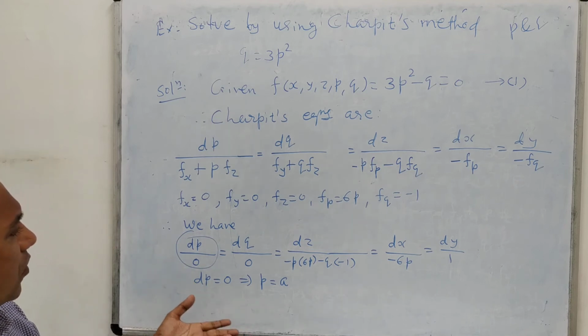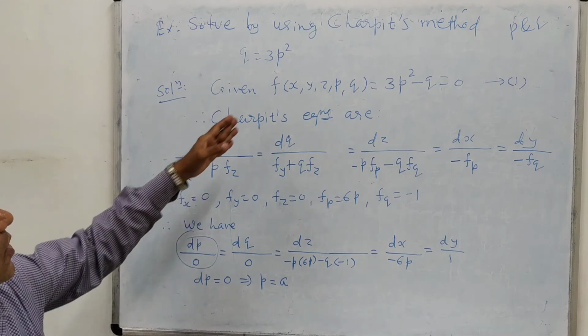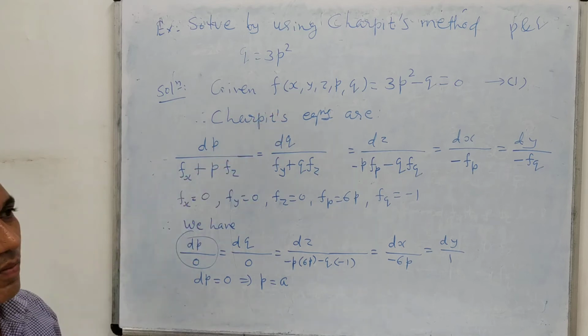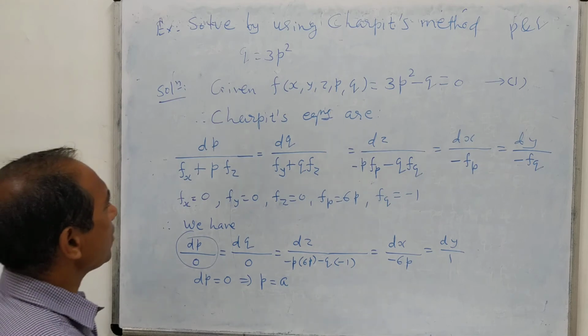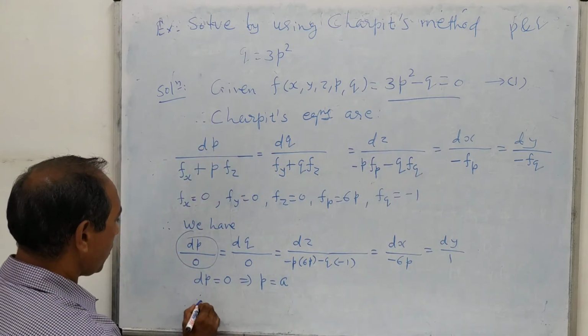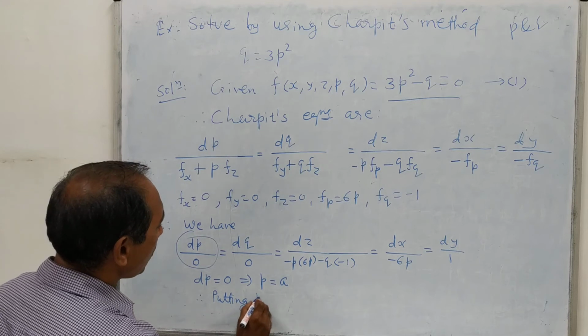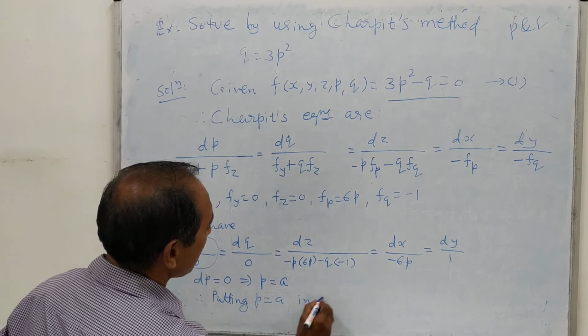q equal to some constant, but if both are in the constant form, then the solution will not be of importance. So we will find out the value of q by substituting this into equation 1. Therefore, putting p equal to a in equation number 1.